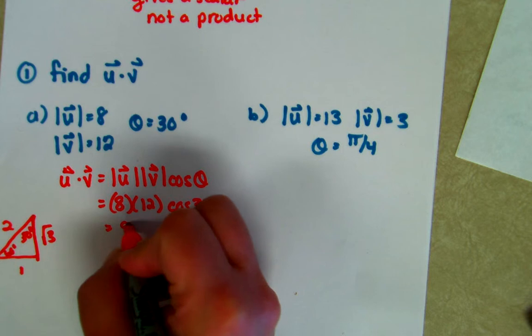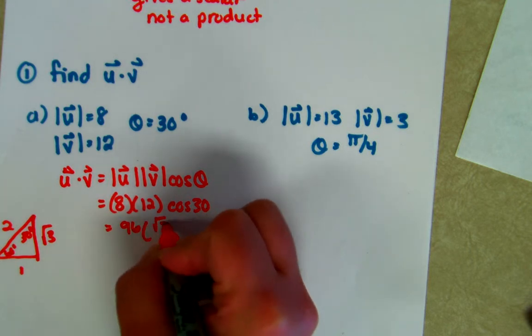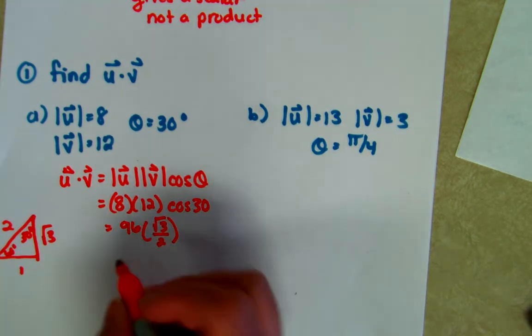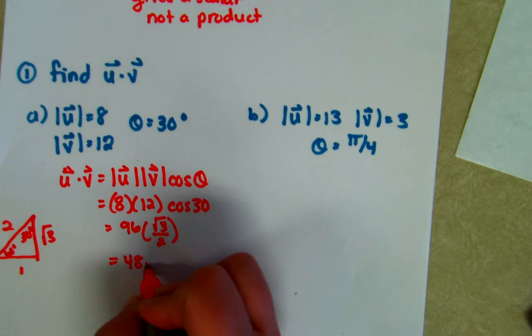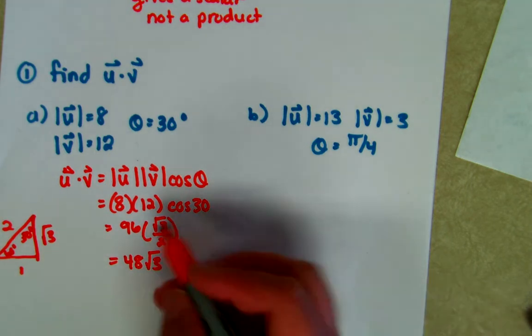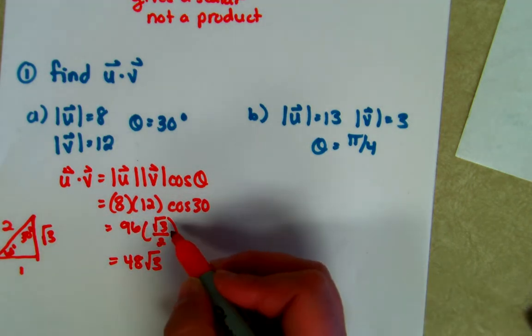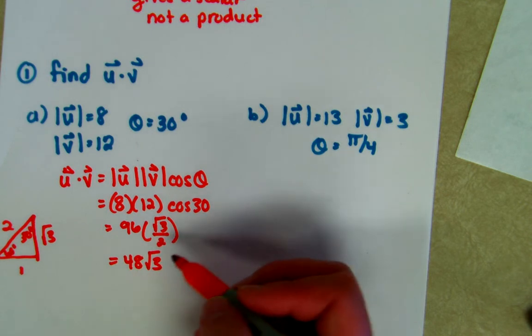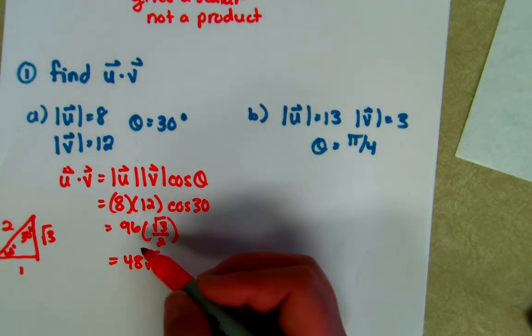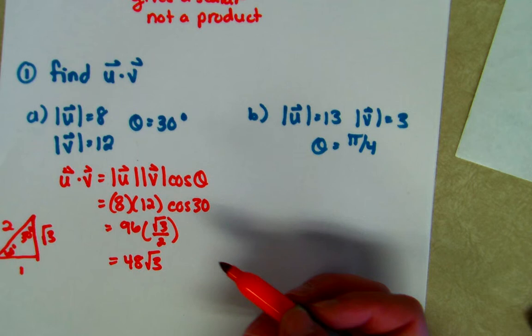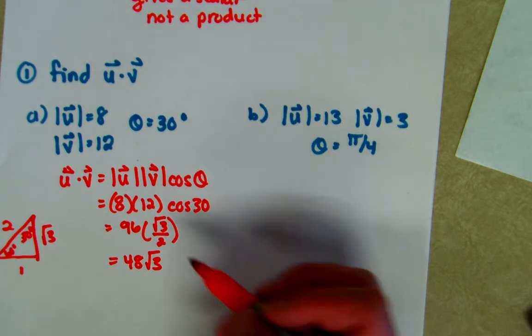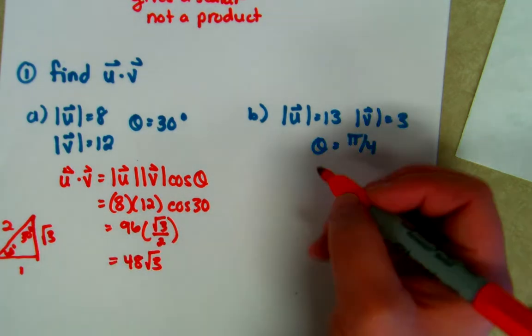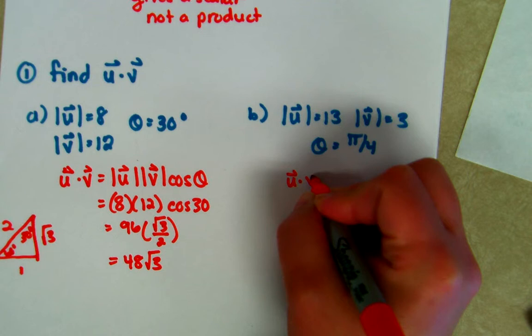So 8 times 12 is 96. Then I have root 3 over 2. So that's going to give me 48 root 3. I did 96 divided by 2, and then I'm multiplying by root 3. So this is an exact answer. Depending on what the question asks for, you could use decimals. Keep in mind, though, that you may not have access to a calculator, and that's the only way to do it.